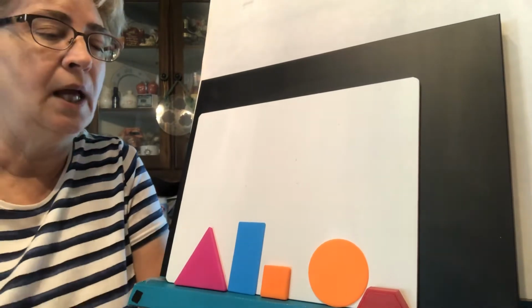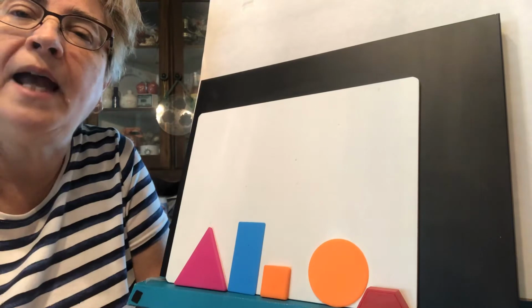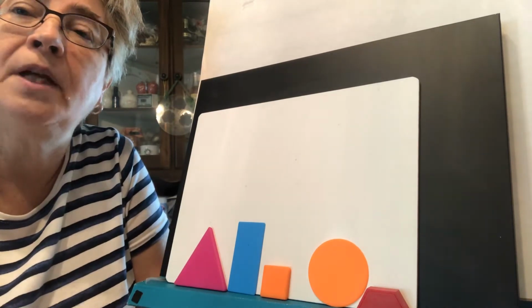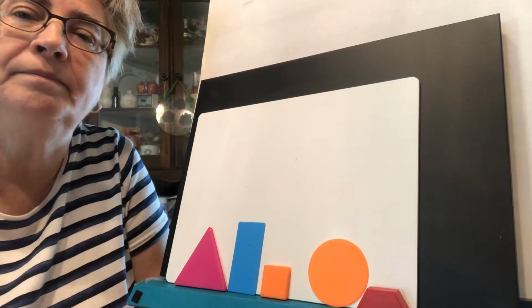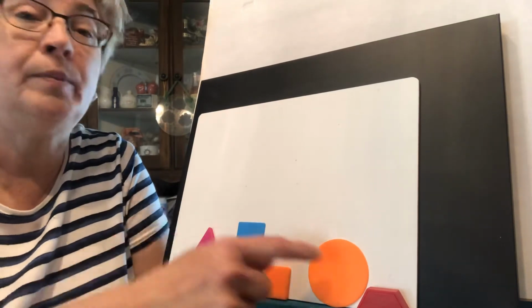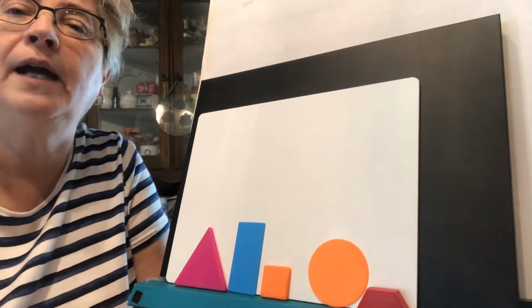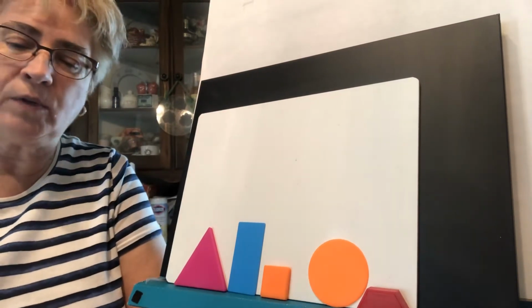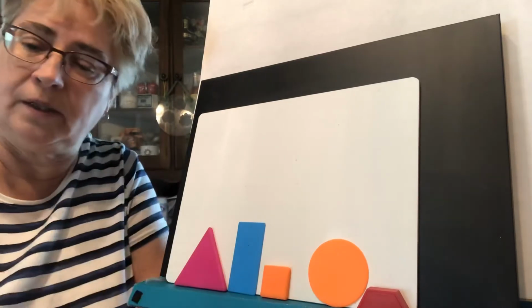All right. Now I'm thinking of a shape that has no sides, no vertices. That would be the circle, correct? All right. So another great warm-up just to help us kind of remember what our shapes are, okay?